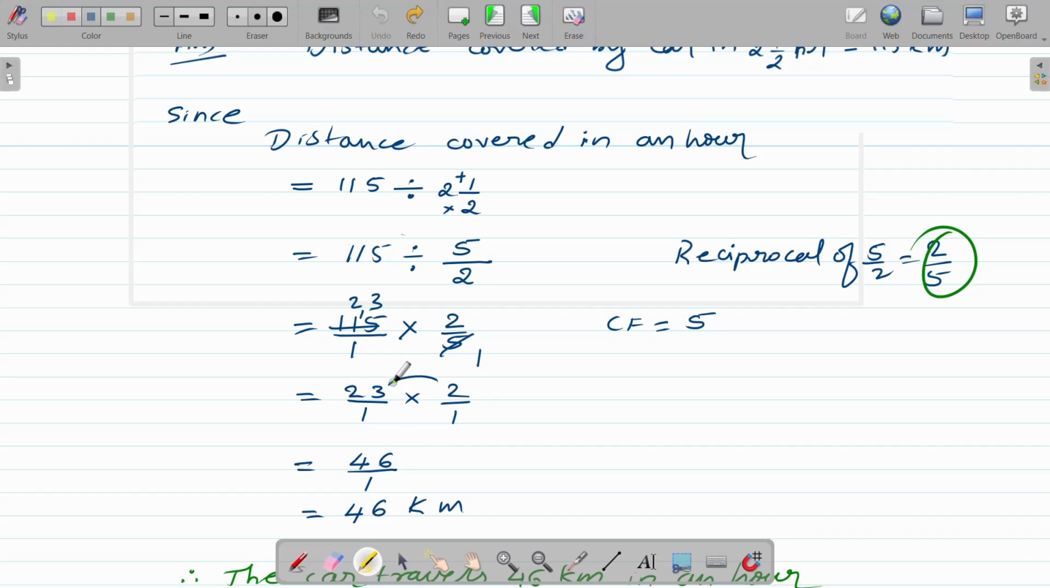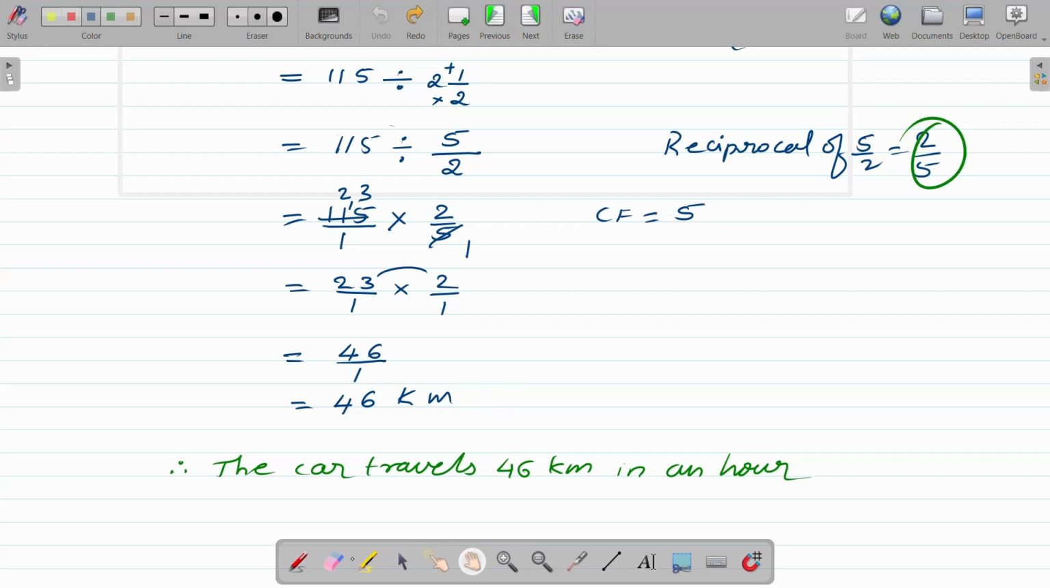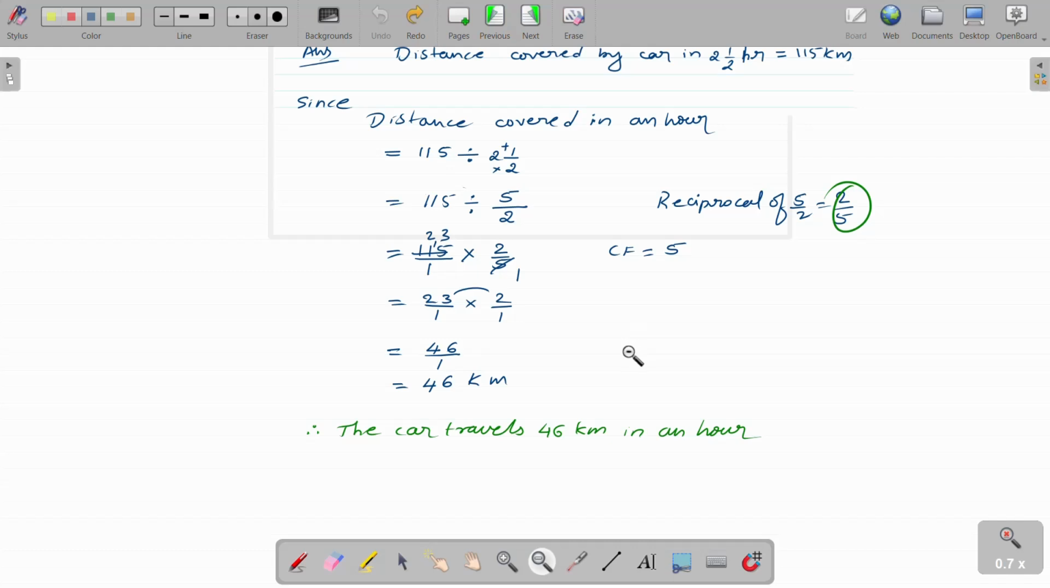Finally, to get the product, we will multiply numerators with the numerator, denominators with the denominator. Once we do it, 23 into 2 is 46, 1 into 1 is 1. And whenever 1 is there in the denominator, we won't write it, and we write just the numerator. So this way, we got the distance covered by the car in 1 hour as 46 kilometer. And then finally, we write the statement as the car travels 46 kilometer in an hour. So this way, we find the required distance covered by the car in an hour.